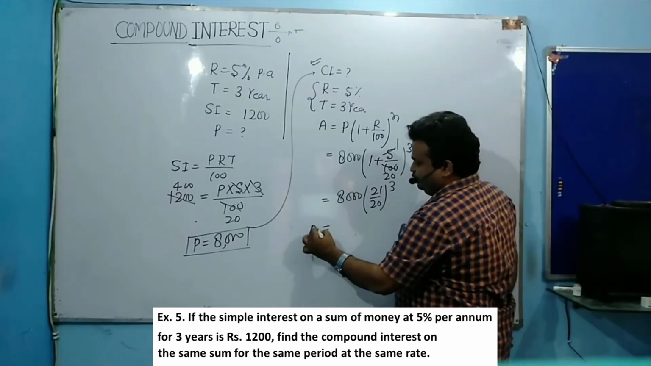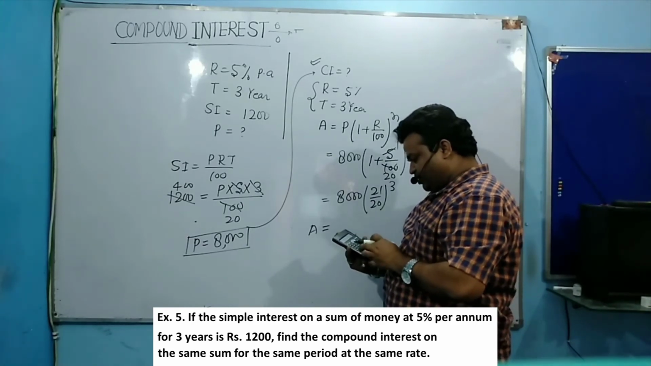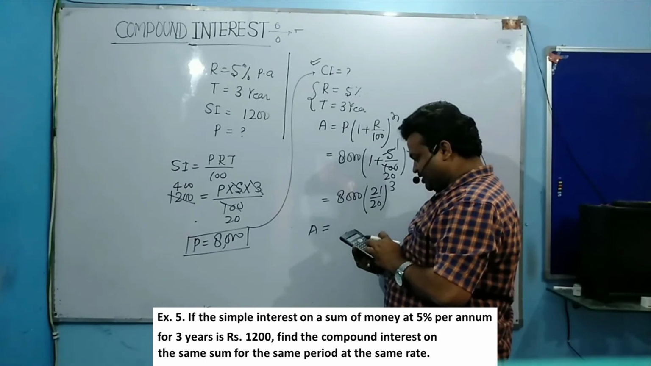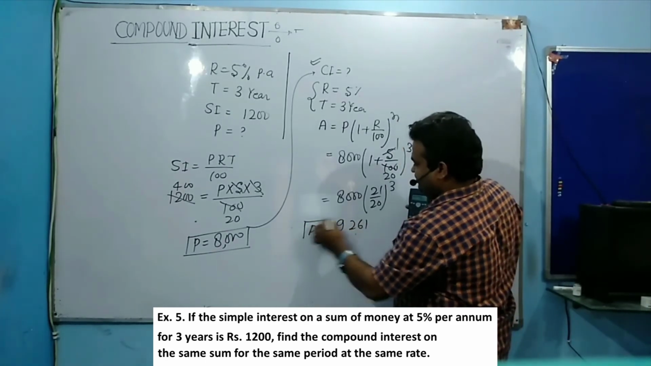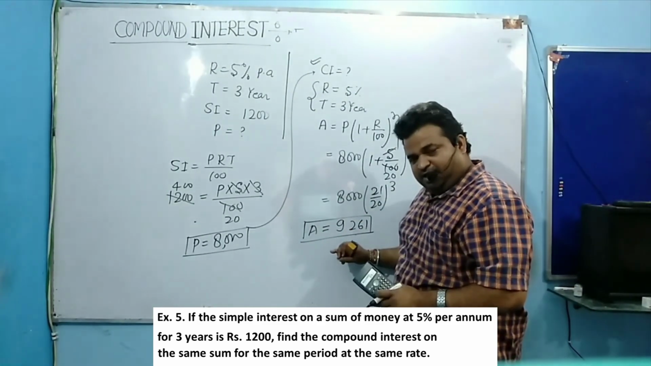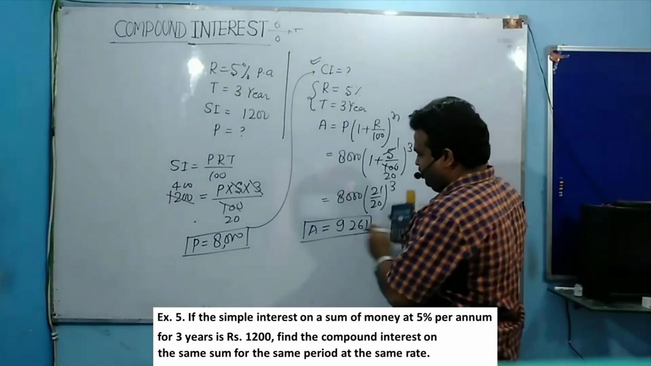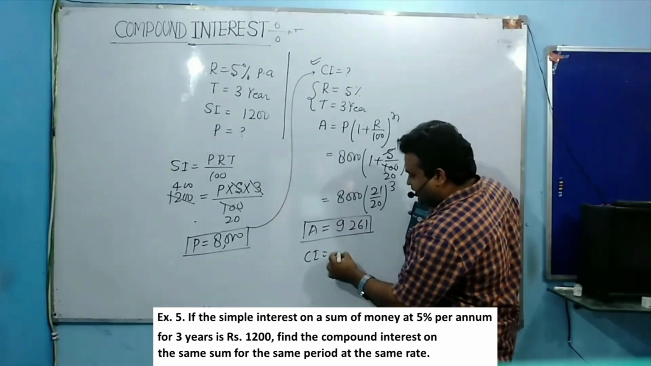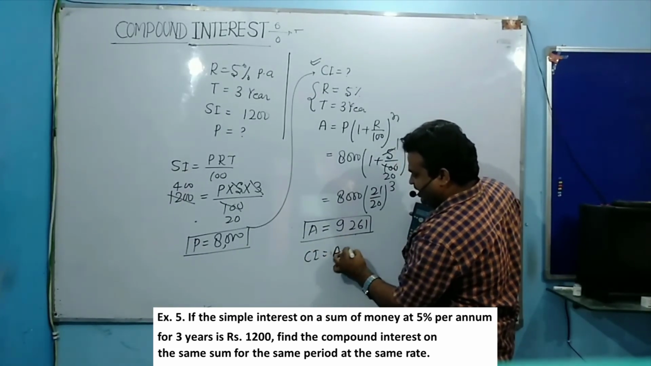Now I am going to calculate my A value by using a calculator. 21 by 20 raised to the power 3, multiply this term by 8000. You will get 9261. So this is my A value. In this A, principal plus interest both are included. Now you need to subtract your principal amount from this to get the compound interest. So you need to subtract to calculate CI: A minus P.